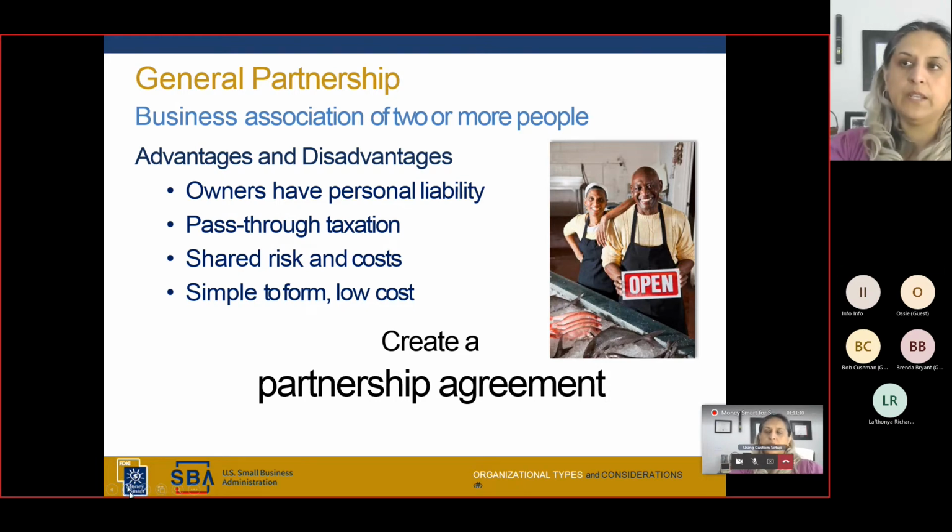Check with your state and government for fees and taxes that the state may charge for partnerships as well.